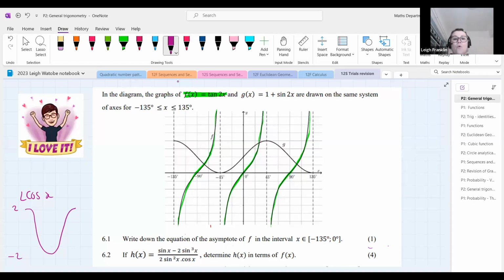Okay, so that's the graph of f of x equals tan 2x. Now let's have a look at what they have done with the sine graph. Whoever did this question wasn't very imaginative. Can you see they've done the same thing? We've got sine 2x, so it's a sine curve, but what does the plus 1 mean?